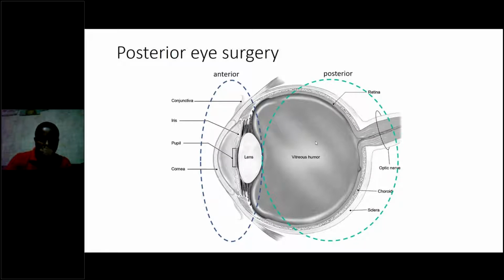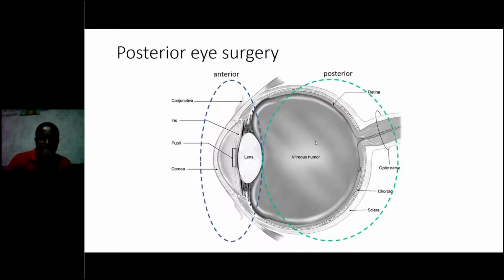So the anterior section is everything from the front of the eye up to and including the lens, and a very well-known surgery in this area of the eye is cataract surgery, in which the lens is replaced by an artificial lens. So everything behind the lens up to the back of the eye is called posterior eye surgery. And this is a bit lesser known as surgical procedures.